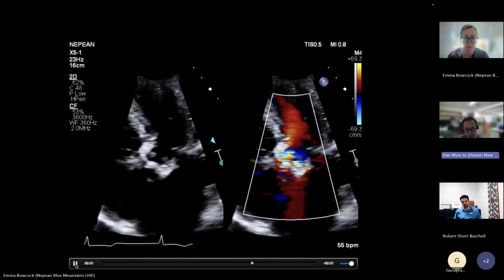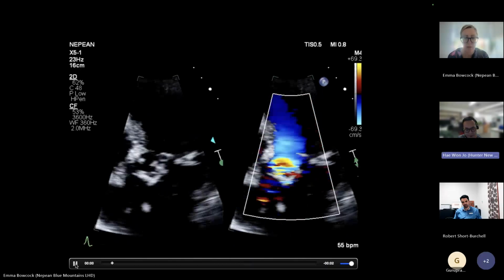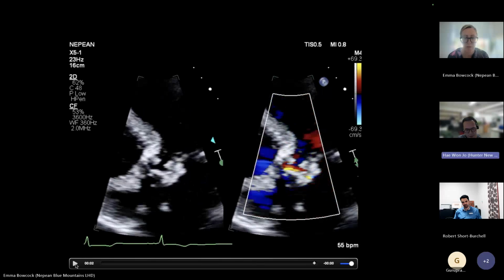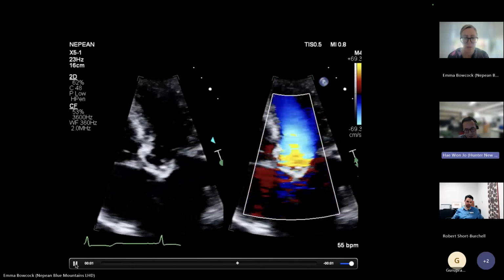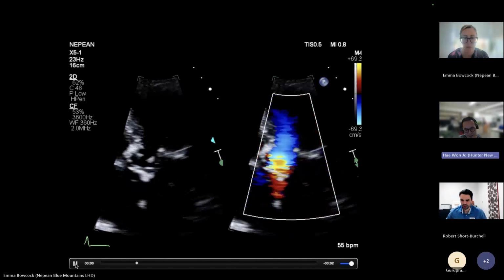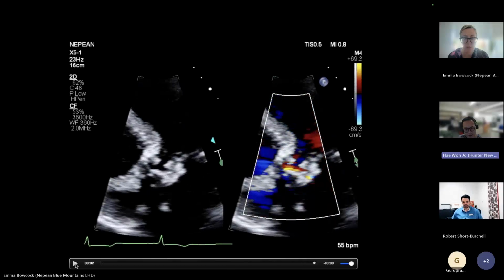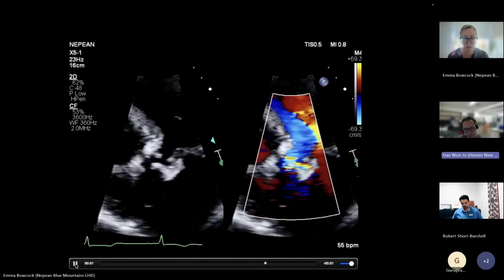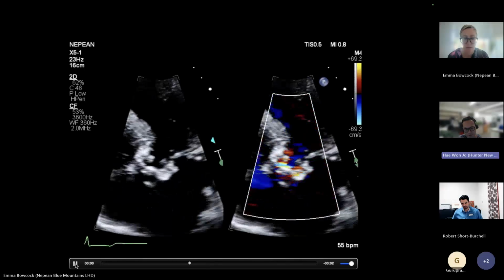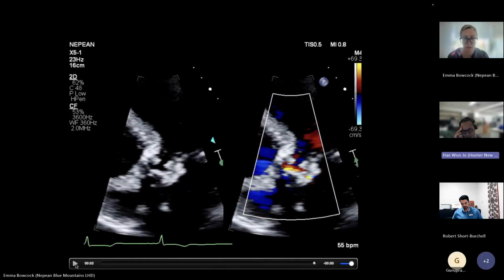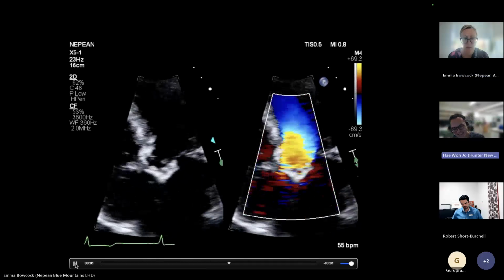This is an apical 5-chamber view, focusing in on the aortic valve. The other valve that this could be is a TAVI, a previous TAVI valve. I guess unusual features here: the flow convergence.